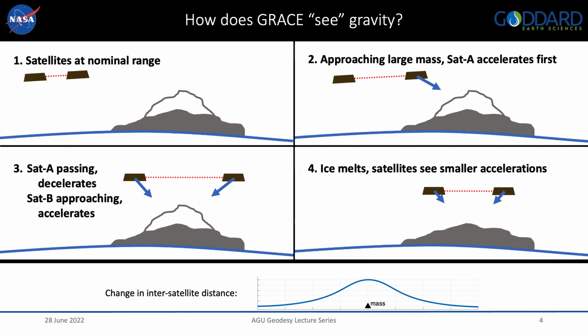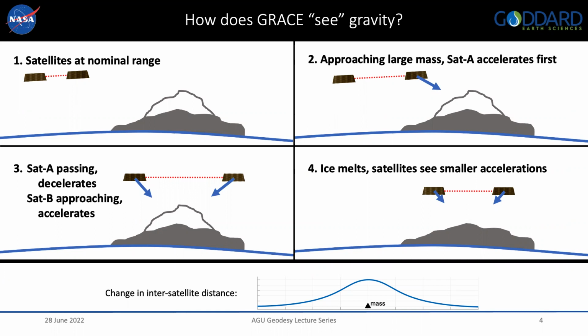Over time, that first satellite begins to pass the mass and starts slowing down as the large mass pulls it backward. Meanwhile, the second satellite is now approaching and is accelerating forward. Right about in this period is where we see the maximum distance between the two satellites. Then as they continue to fly past, they both begin to slow back down and eventually reach back to their nominal range.